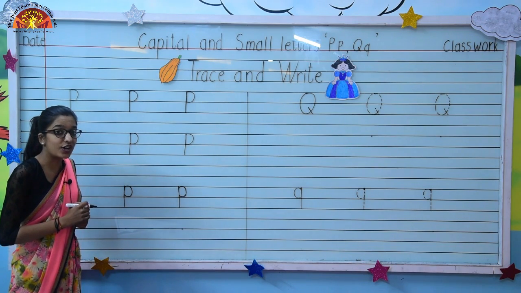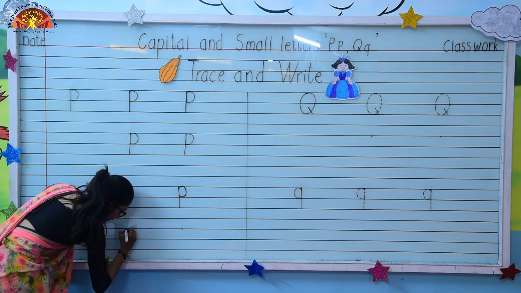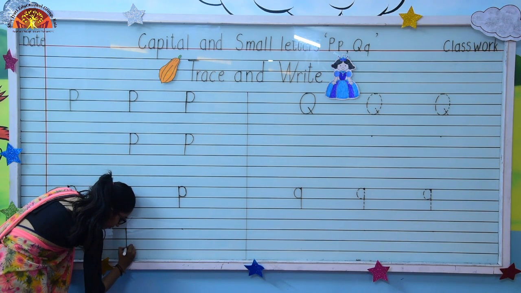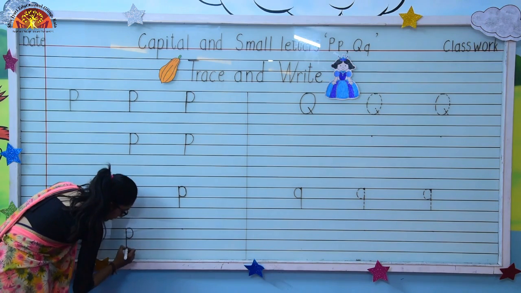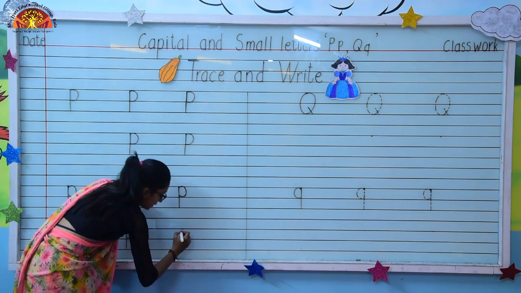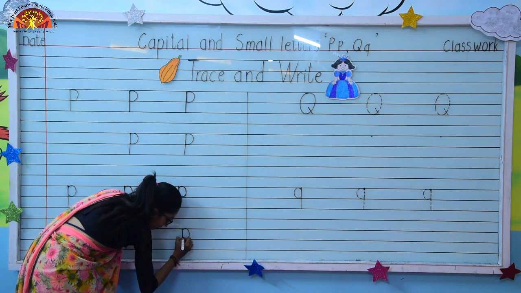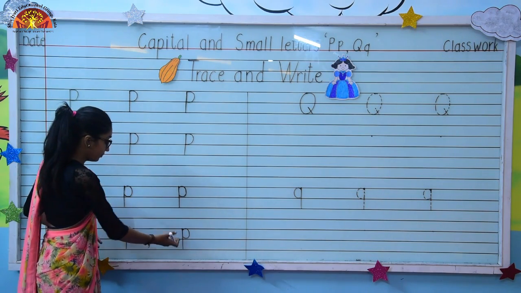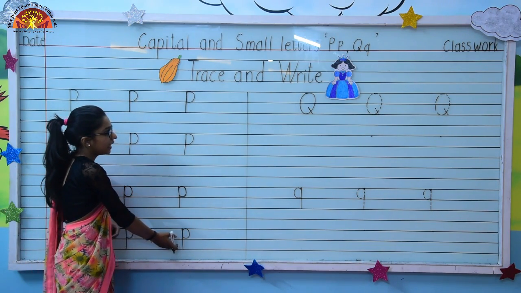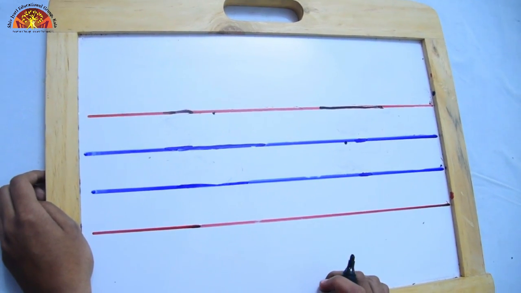Now let's write on dot. So kids, draw standing line and small curve like this. Standing line and small curve. This is small letter P. So kids, let's learn to make capital letter P.